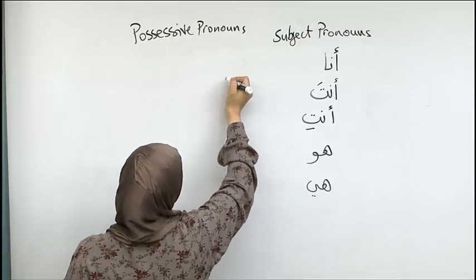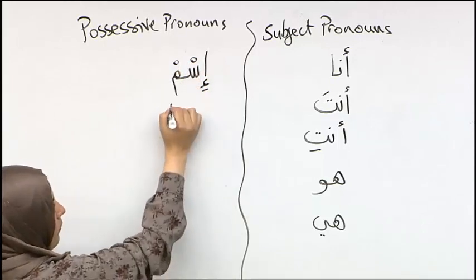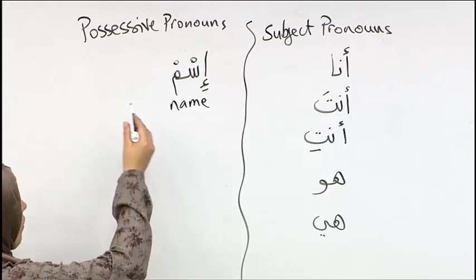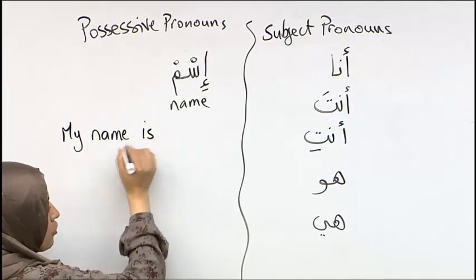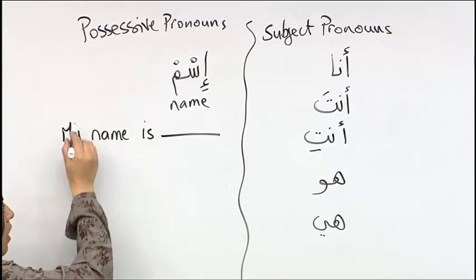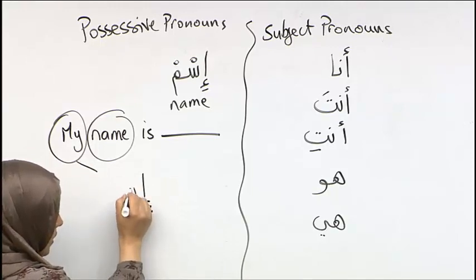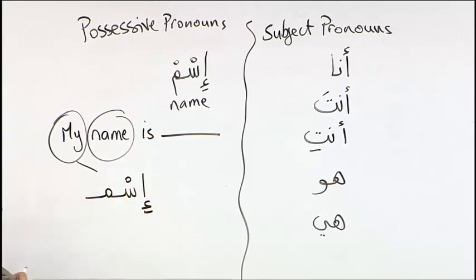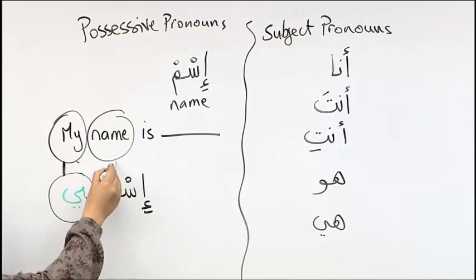So if for example I'm going to say name, which is ism, the word name, ism. I'm going to say my name is, and again, is is the verb to be, there's no reference for it in Arabic. So my is a possession, name, we have it. Watch how I'm going to write it. A, S, me. Is me. You see where my goes? Goes at the end. Is me. My name. Is me. This is my, and this is ism, name.